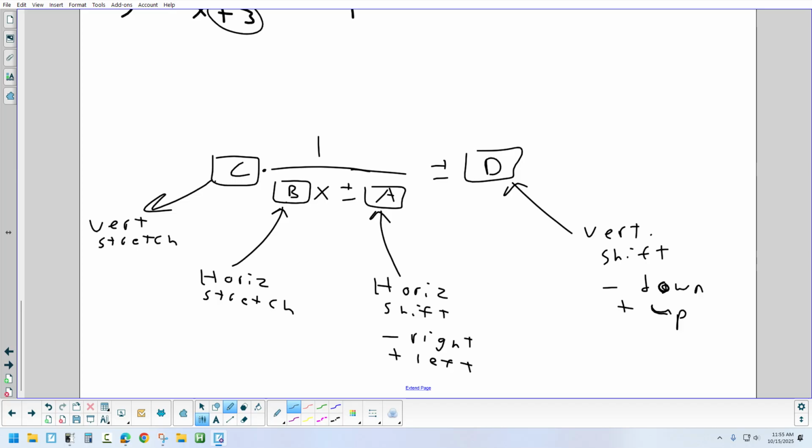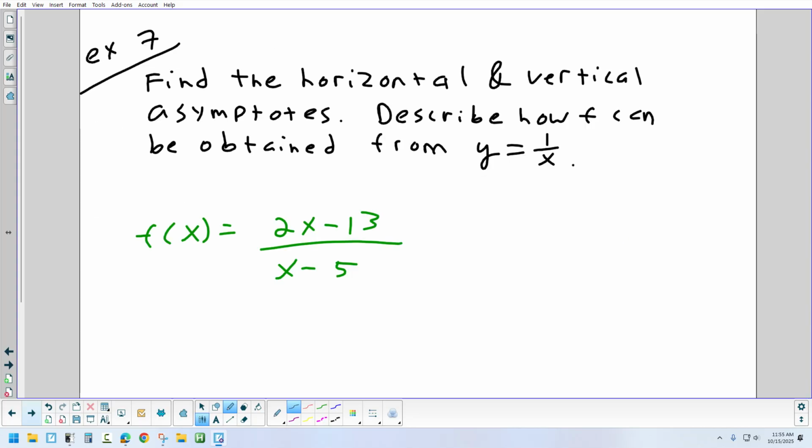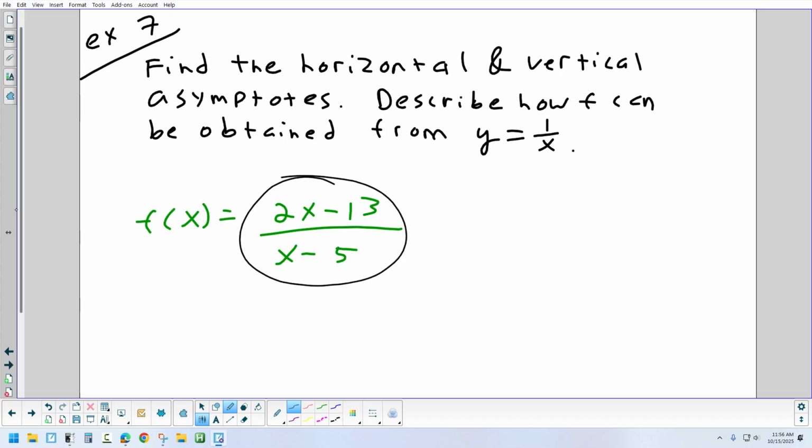Those are your directions. Okay, so now let's try to take a problem, and I want to describe the transformations. Notice this isn't set up the right way. You've got to have a 1 on the top, something in front. That's not right. So I need to take that and divide it up, either synthetic division or long division. I would do synthetic.